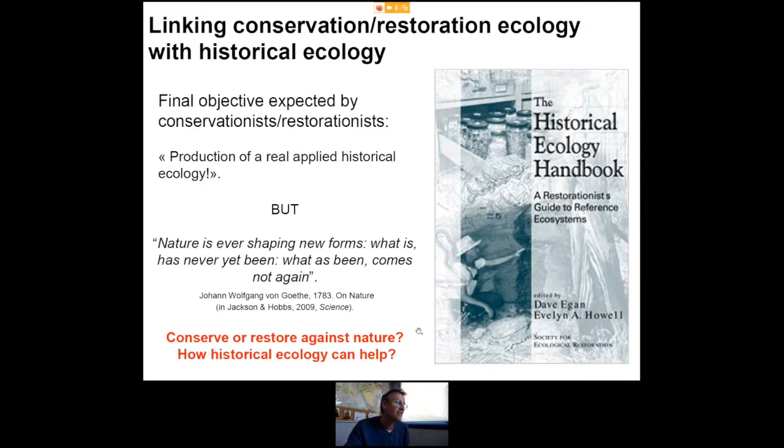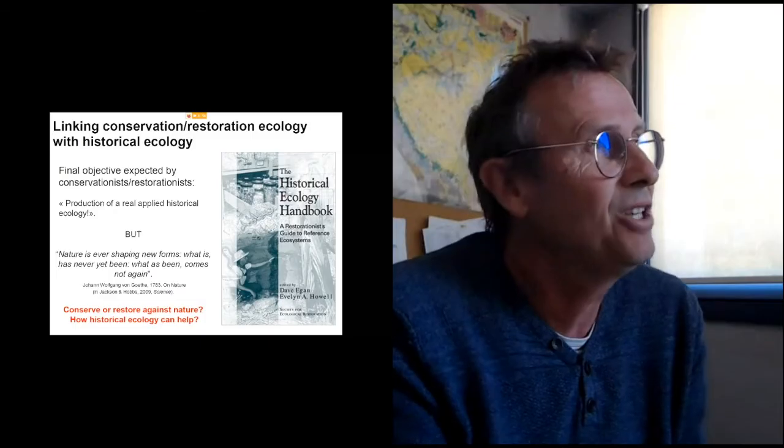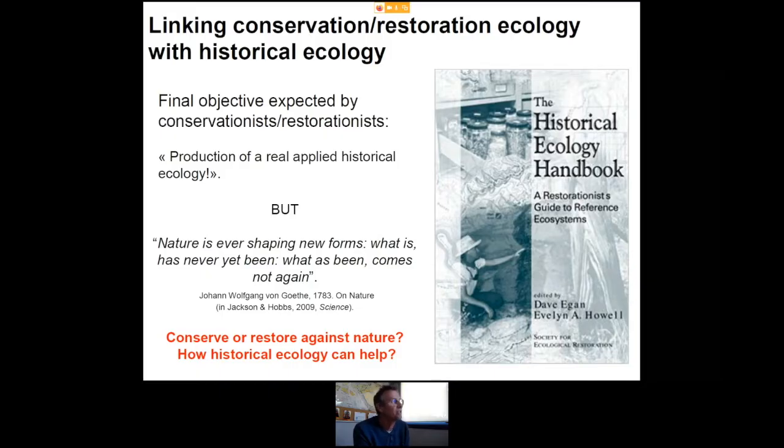But it is also clear that sometimes we cannot, as you can see in this short sentence, which I like very much. Sometimes it will perhaps not be possible to restore the integrality of a historical ecosystem, of a reference ecosystem, because nature always produces new forms, and what has been does not come again. So it could be a problem, because if you want to restore a historical ecosystem, sometimes we would have to fight against nature. And now there is a question: in this case, how can historical ecology help?